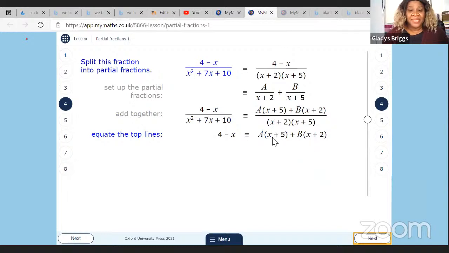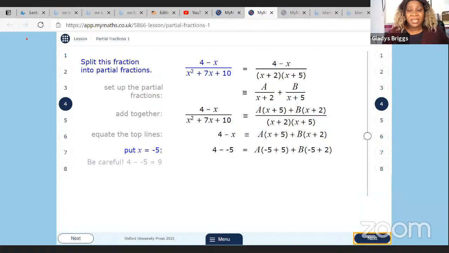And then maybe we can make x equal to -5. And then the next time we make x equal to -2, yeah? X equals -5. Then we have 4 minus -5, yeah? And that's gonna give you b equals -3. Let me see who got that in the chat.